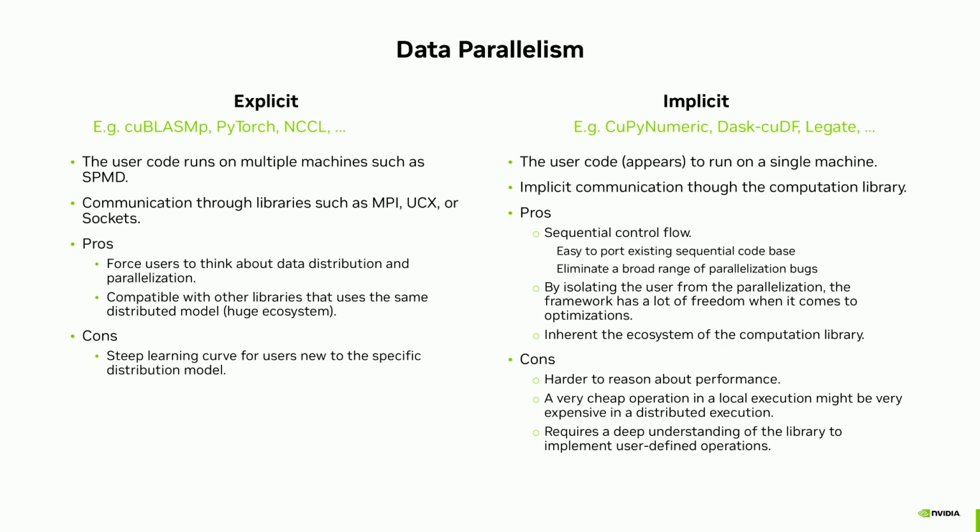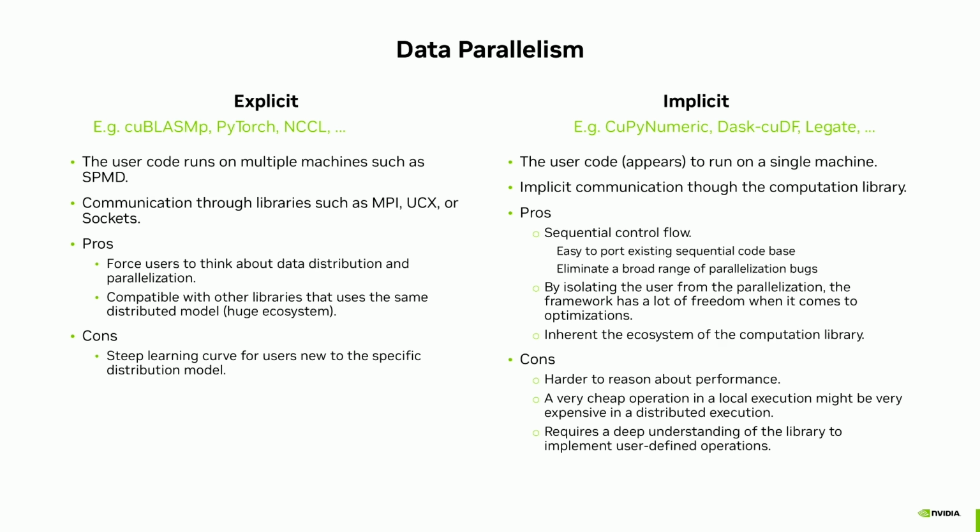In an implicit case, we are moving most of the parallelization to the library. And so the user won't have to worry about that. That's great because you get this sequential control flow, where as a programmer you write as if you were writing sequential operations, basically a sequential program, and it's the job of the library or framework to infer data parallelism from those operations. That makes it highly productive, and by isolating the programmer from the parallelization, the framework gets a lot more freedom to optimize. It is the framework, the library, that decides where data is distributed and so forth.